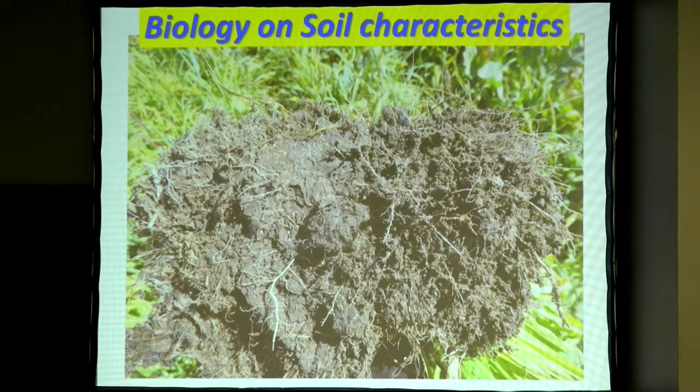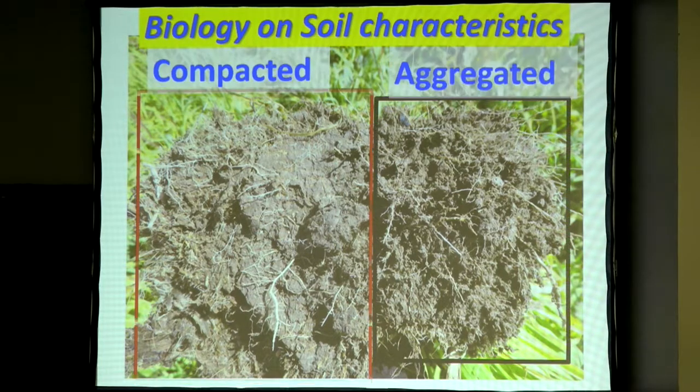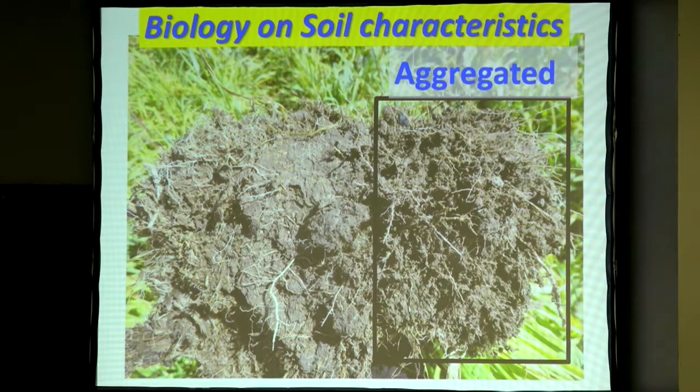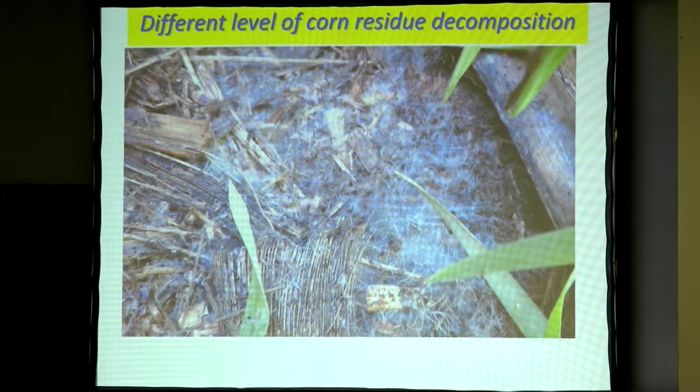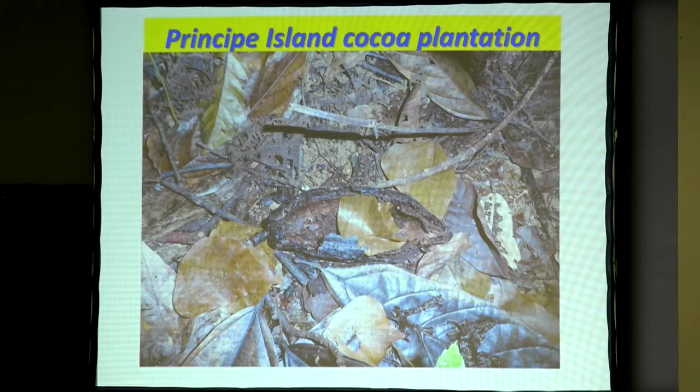Okay, I just want to show another situation, this one. This is a compacted soil, and this is an aggregated soil. This is in the same plant. So what it means is that some microbia took place in here when there is no microbia in there. And this is how that soil, where I show that, looks like. Look at all the activity that is in there.